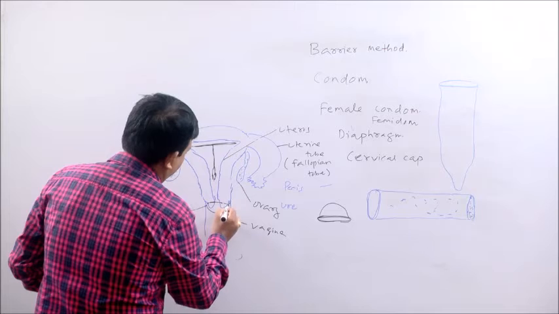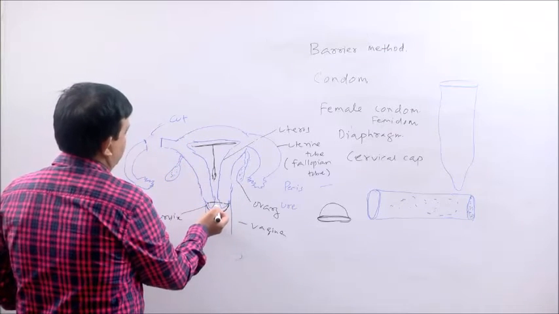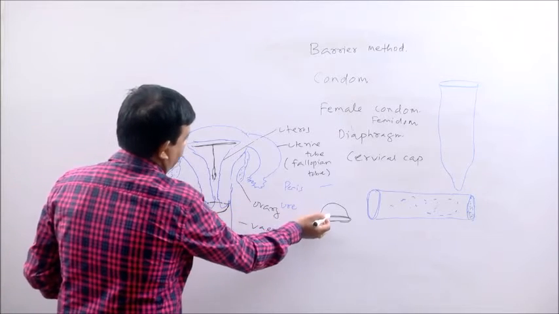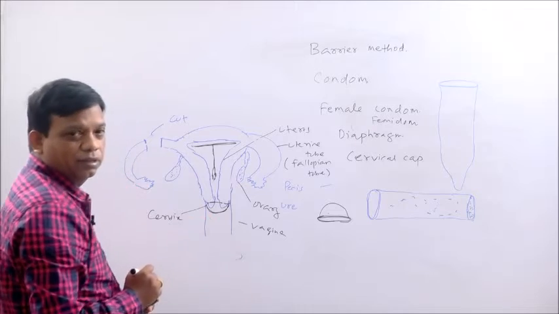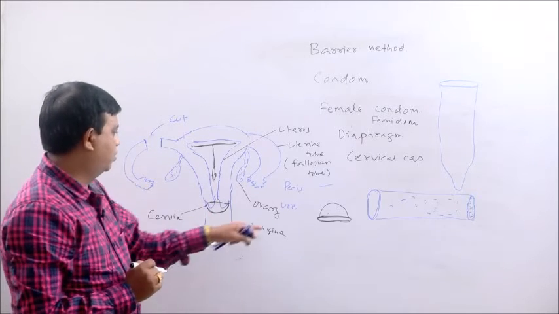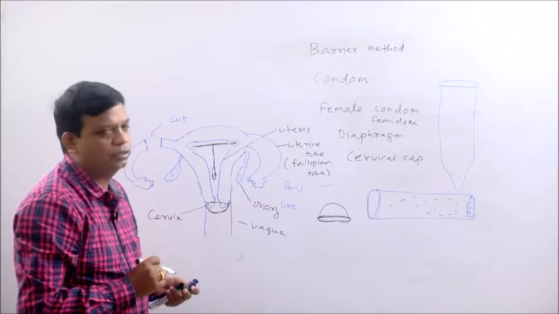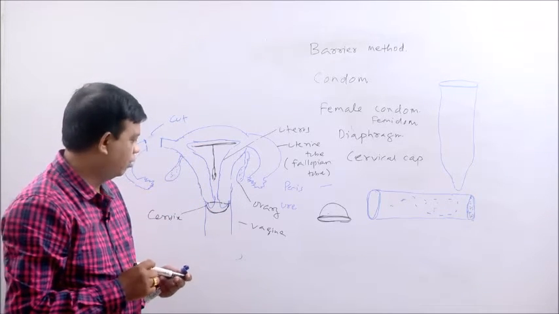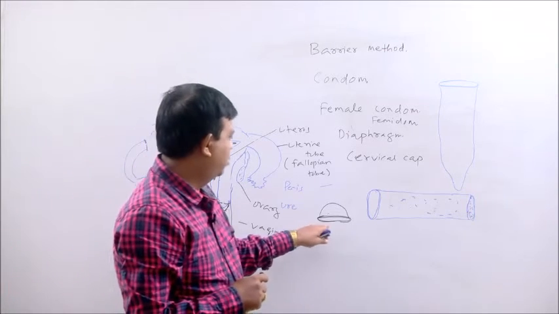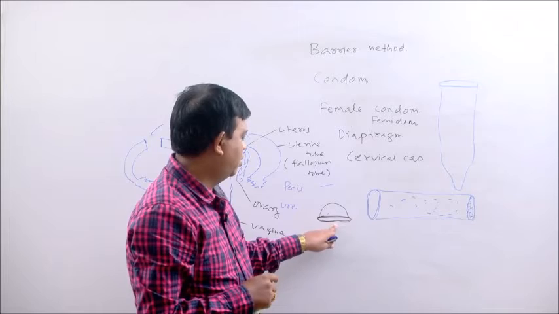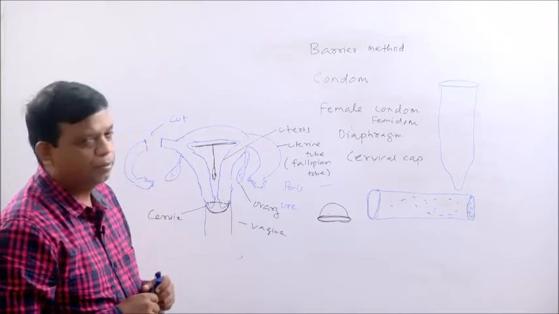You can see here how it is placed. This is the cervix. You can see here this diaphragm is placed like this. When a diaphragm is placed like this, sperm entry into the uterus is prevented. So there will be no conception. It is very reliable when it is used along with spermicide.